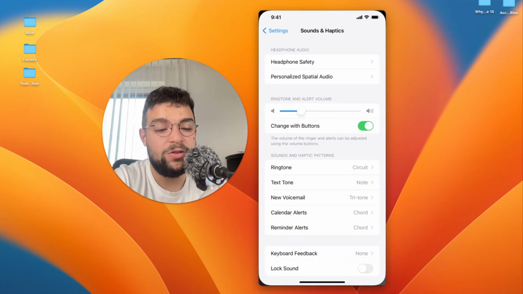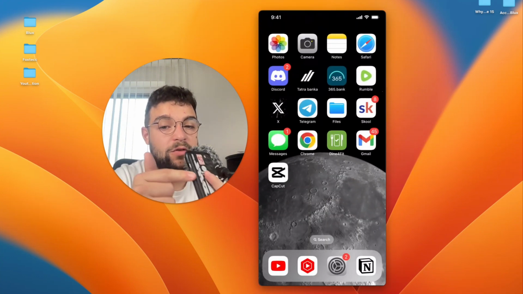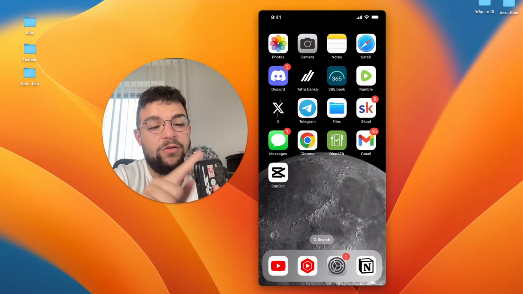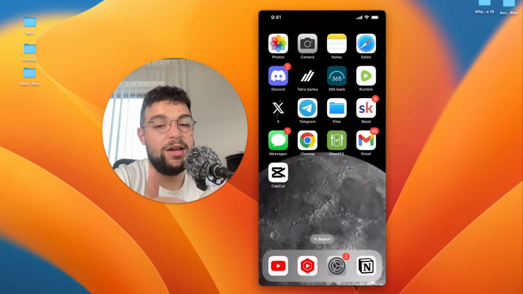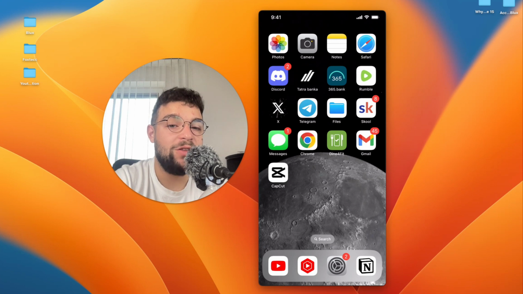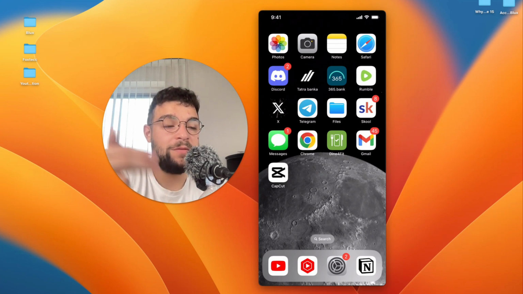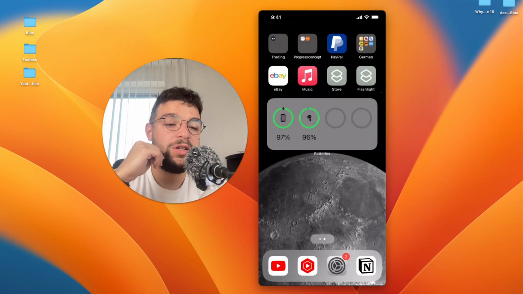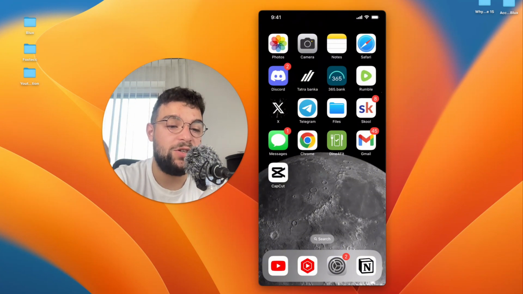I personally don't keep it turned on because I like to change the volume of the content or of the things which I actually watch on my device. So that's why I don't really like to have it turned on. And of course, this is basically all the stuff that you need to know about it.